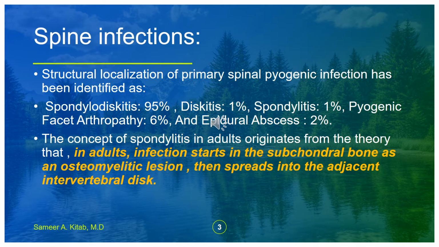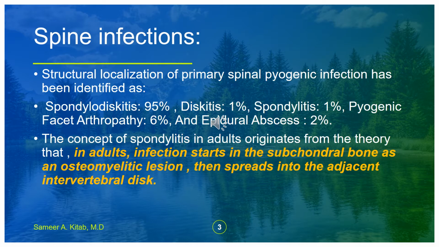Now, structural localization consists of spondylodiscitis, that is infection involving the intervertebral disc and the metaphyseal bone of the vertebra above and below, in 95% of cases. Discitis only in 1%, infection of the metaphyseal region of the vertebra in 1%, pyogenic facet arthropathy in 6%, epidural abscess in 2%. So most commonly, spine infections present as spondylodiscitis.